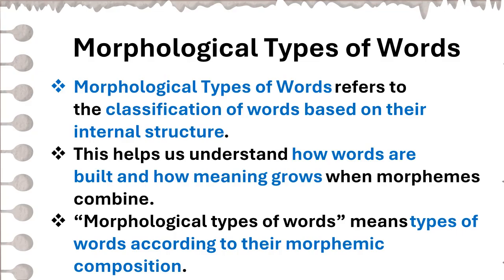So in simple words, morphological types of words just means types of words according to how many meaningful parts they have. It's all about breaking words down into their building blocks to see how language constructs meaning piece by piece.